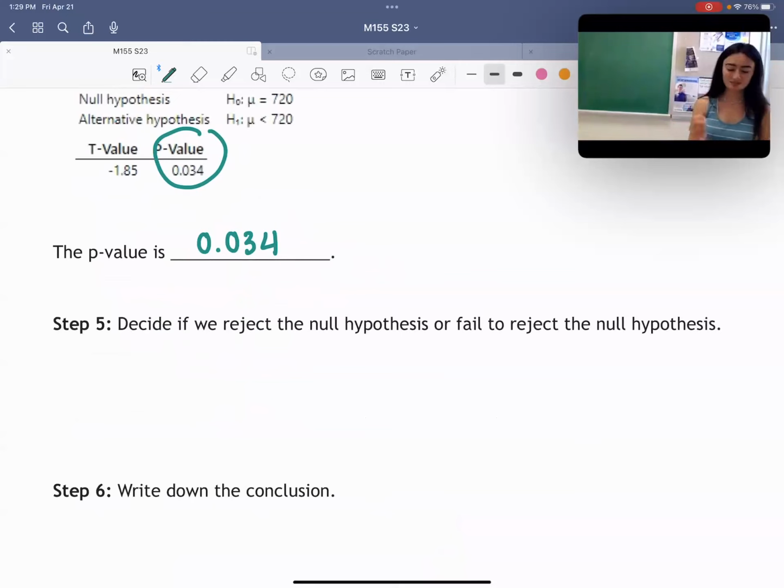If that is bigger than the alpha value or 0.05, then you accept it, but if it's smaller. Yes, sorry, that took me a while to process.